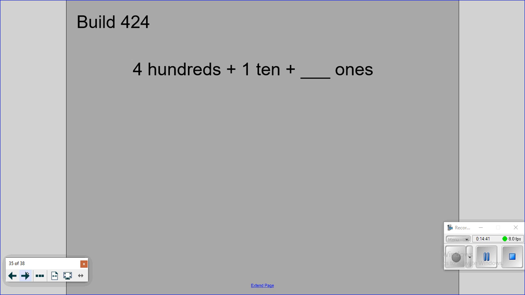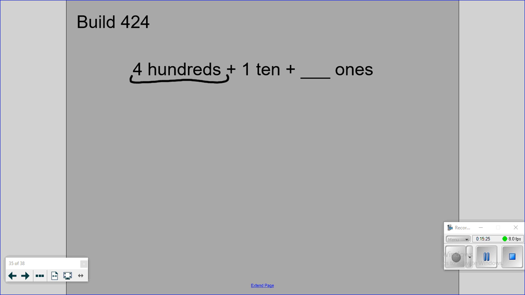424. I am giving you 400, 110, and then you need to figure out how many more ones you would need if you're going to be building the number 424. If you need to draw out those base 10 blocks, go for it. We started doing that last time. So if I'm starting with 400 and I want to draw those, what is that going to look like? What are 400s going to look like?